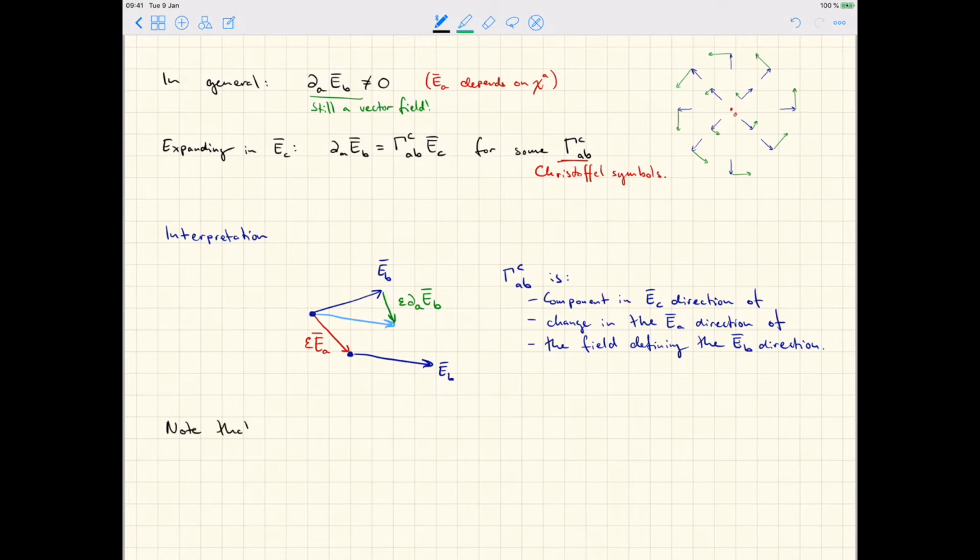It should be noted that we can compute the Christoffel symbols as follows. If we take the inner product between the dual basis vector e^c with the partial derivative in the χ direction of e_b, then we can use the Christoffel symbol definition to write this as the dual vector e^c inner product with Γ_ab^d times e_d. Now using that the inner product between a dual basis vector and a tangent basis vector is the Kronecker delta, we find that this is equal to Γ_ab^d times δ^c_d, which is equal to Γ_ab^c.